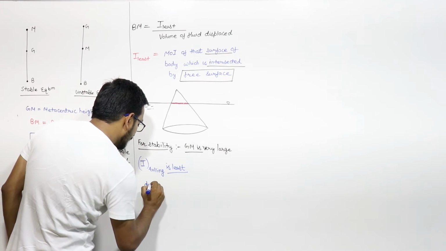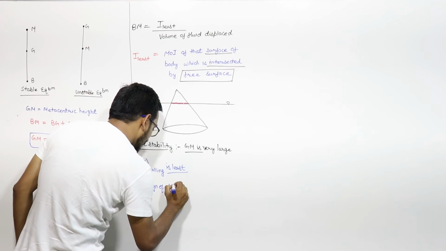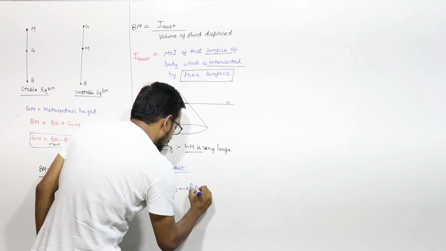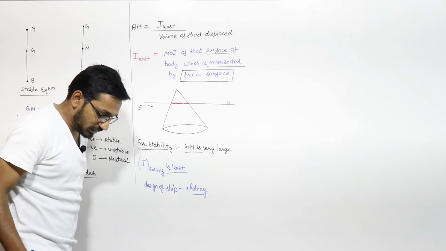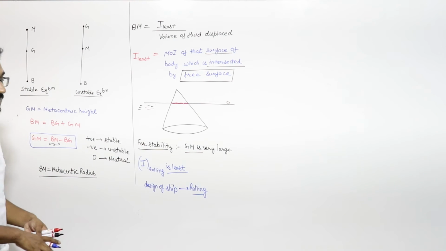So the design of the ship, whether the ship will be stable or unstable, will be based on the rolling motion, because the rolling moment of inertia is less than the pitching moment of inertia.